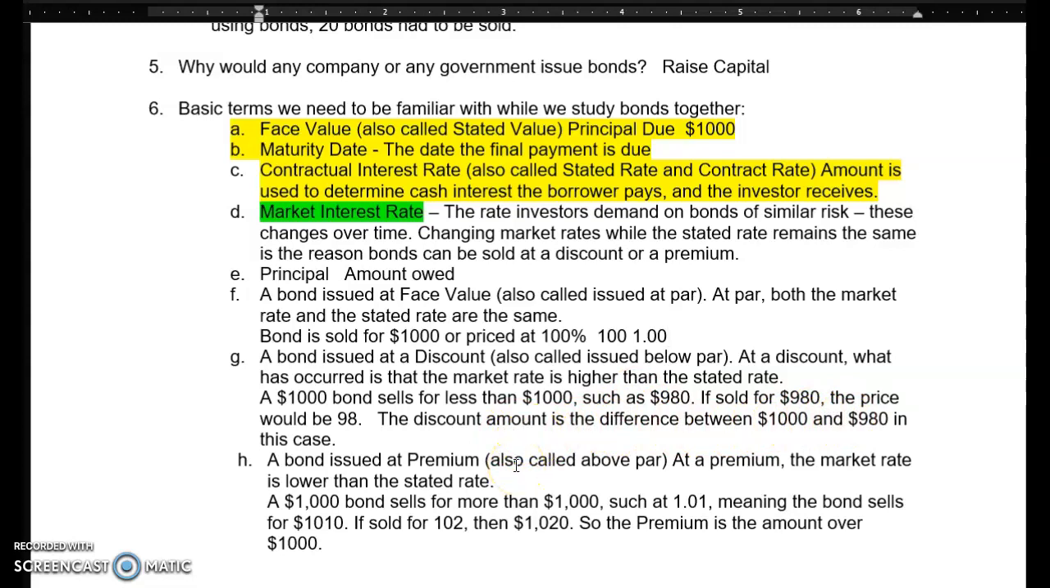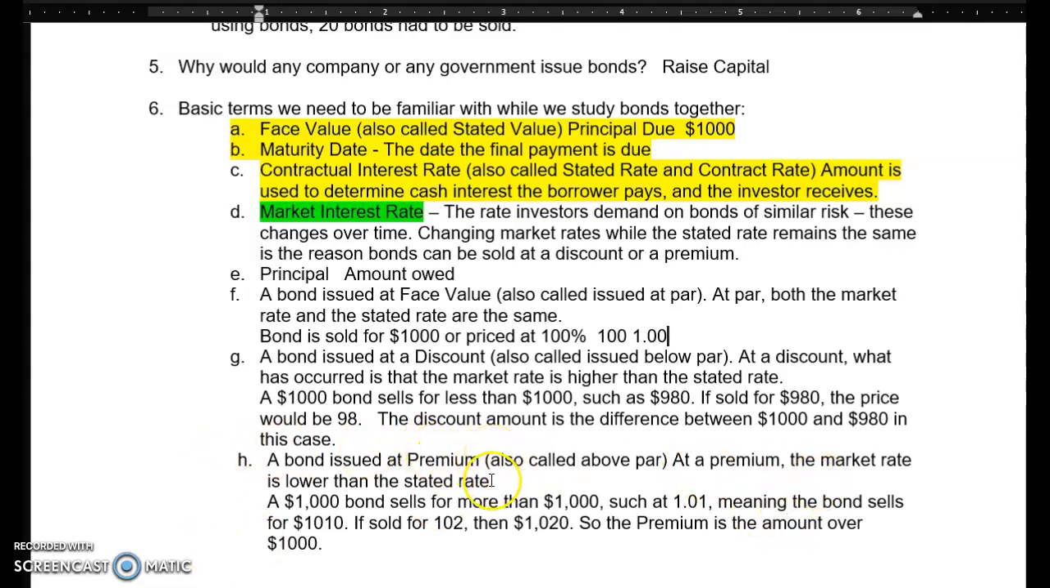Now, if I got a bond and rates go down, and everybody's new bonds have rates lower than mine, I want to sell my bond. I get to say, look, this thing's like platinum. It's gold. You're going to have to give me a little extra. We're going to sell it for a premium. So, a bond issued at premium is above par.